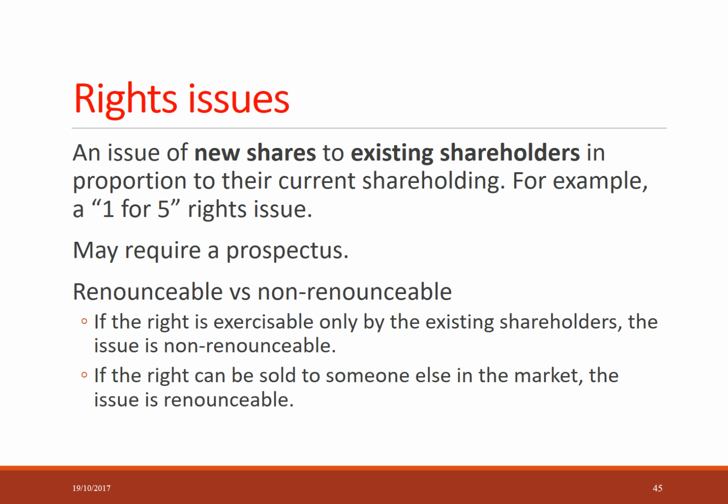Renounceable versus non-renounceable. A rights issue is an option for shareholders. Sometimes shareholders don't want to take up the option, so they could choose to sell the rights to other shareholders who want to increase their ownership in the firm. This is a renounceable rights issue. A non-renounceable rights issue is when shareholders who don't want to take up the rights issue can't sell their rights, so there's no value in the option here.